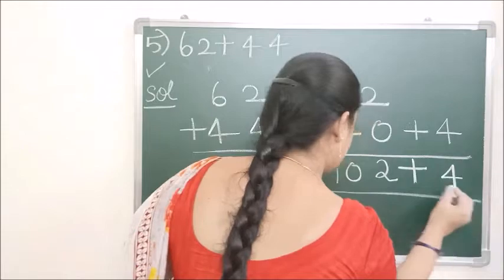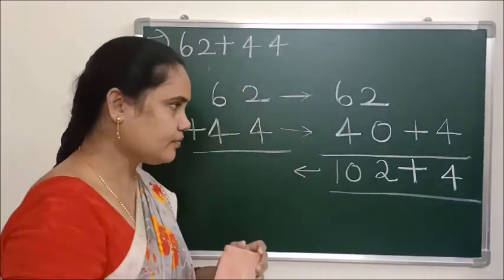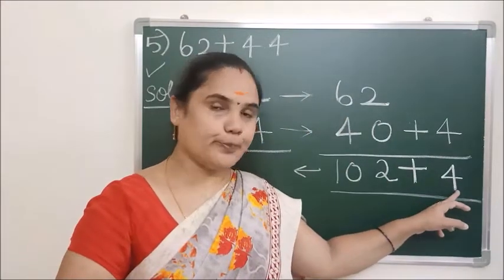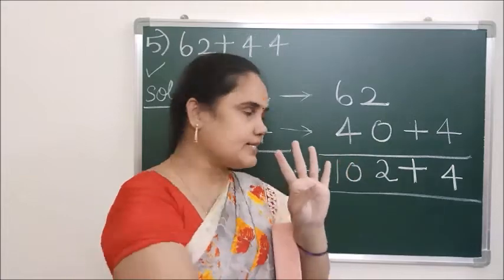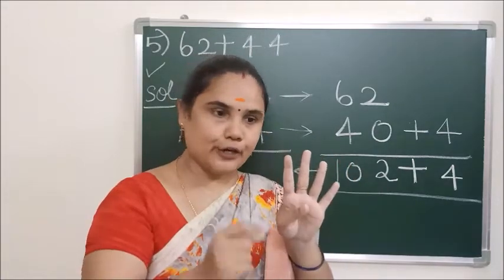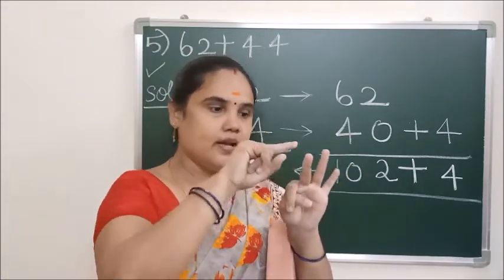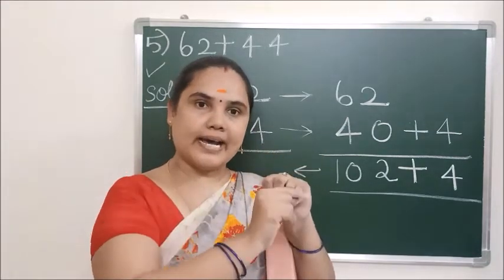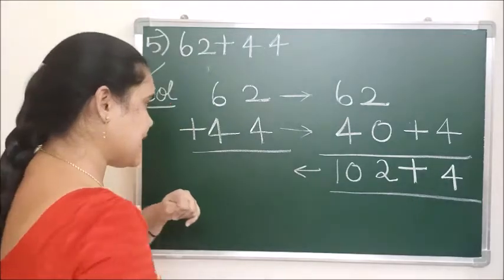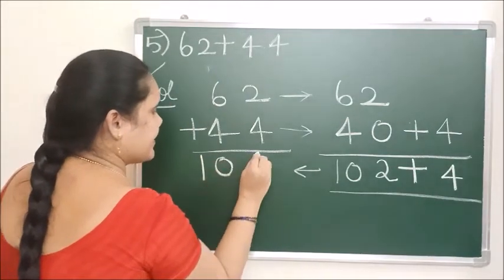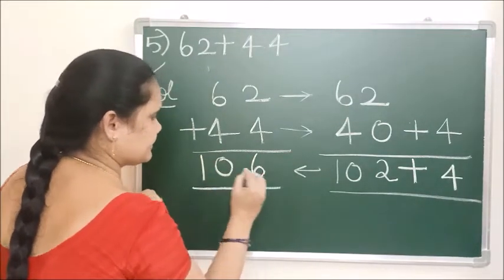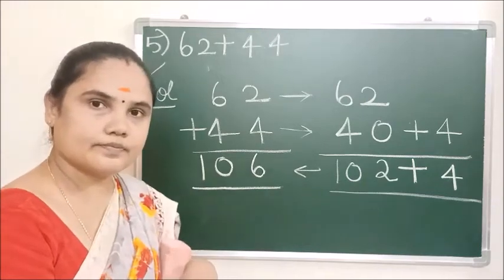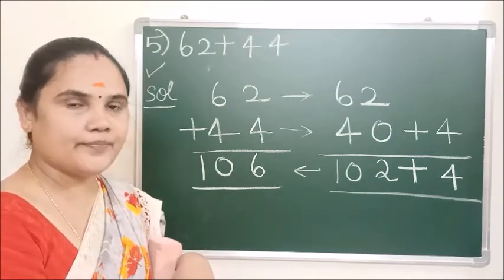Now add these two numbers, children. 102 plus 4. Open 4 fingers. After 102, 103, 104, 105, 106. So what is the answer? 106. Did you all understand, children?